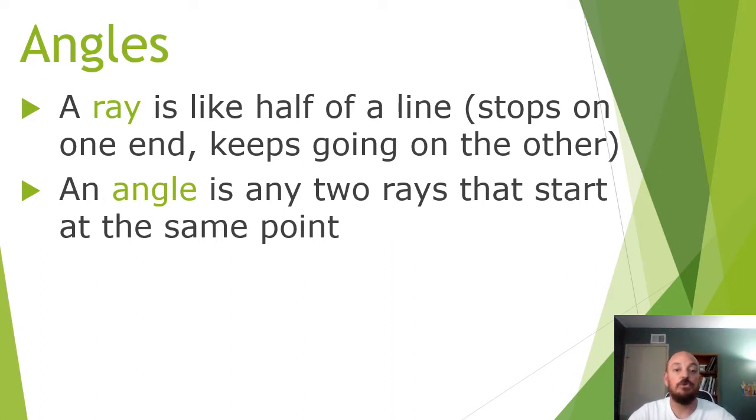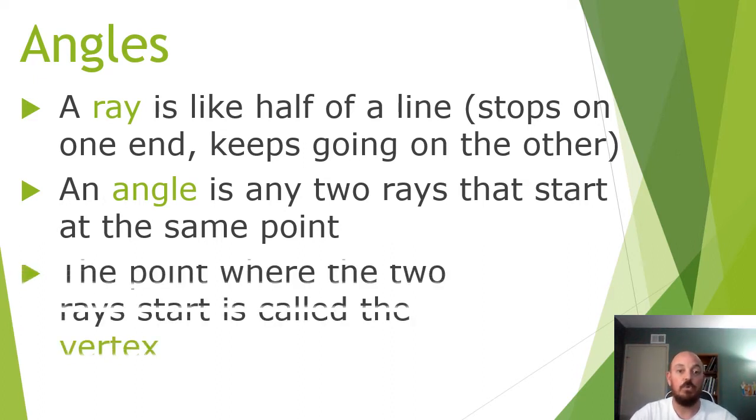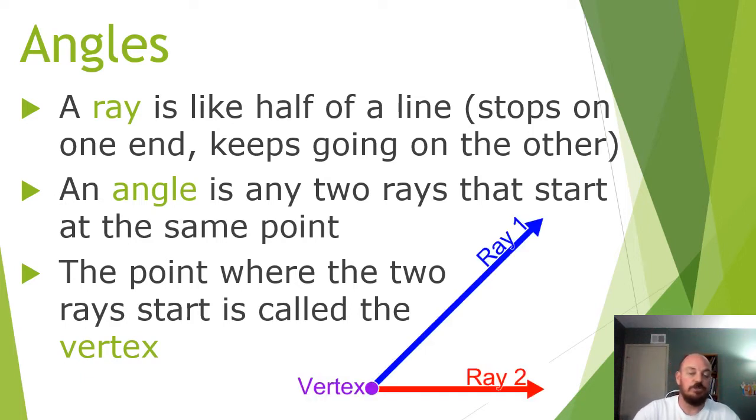An angle is two rays that start at the same point, like this picture here. So what we have is two different rays, each one in blue, I called it ray 1, and in red, ray 2. But what's important is that they both start at the same point. That purple point is called the vertex of the angle. And because you have two rays that start at that point, that's basically what makes an angle. Those three things together make an angle.